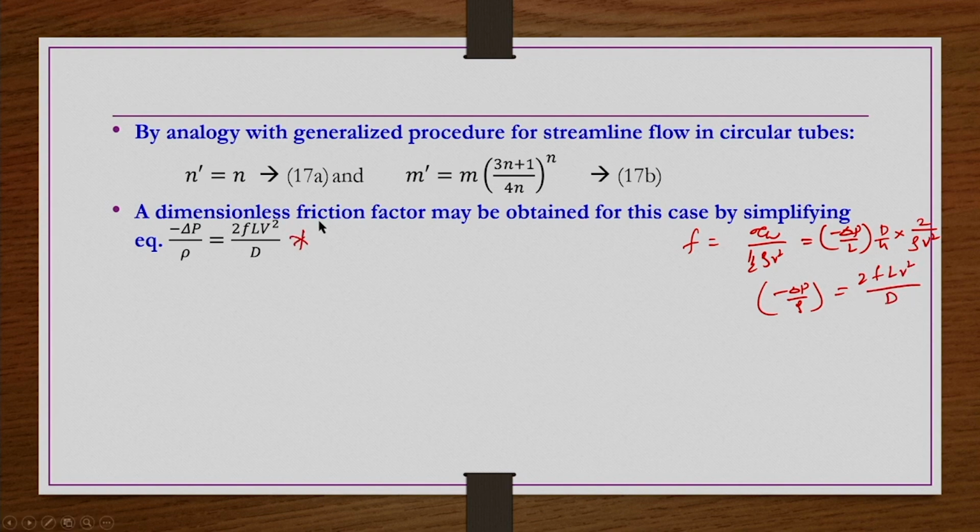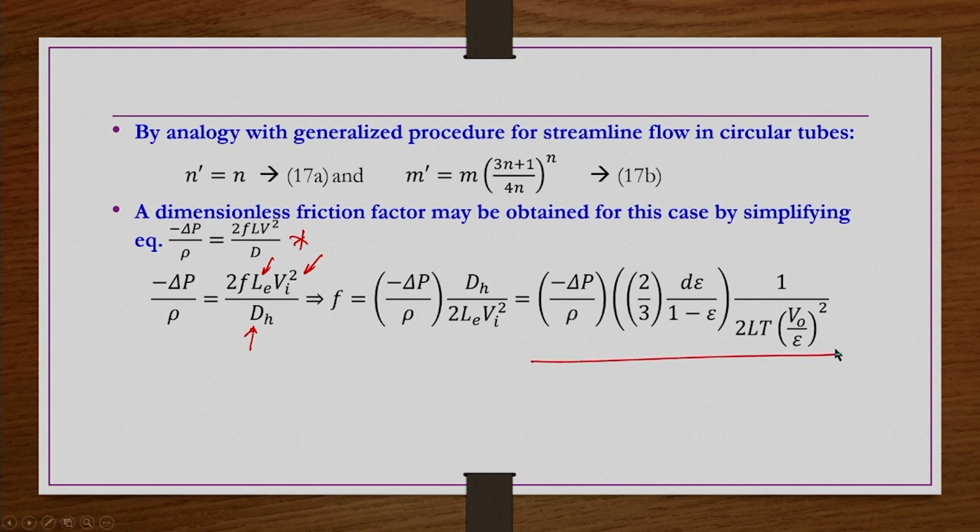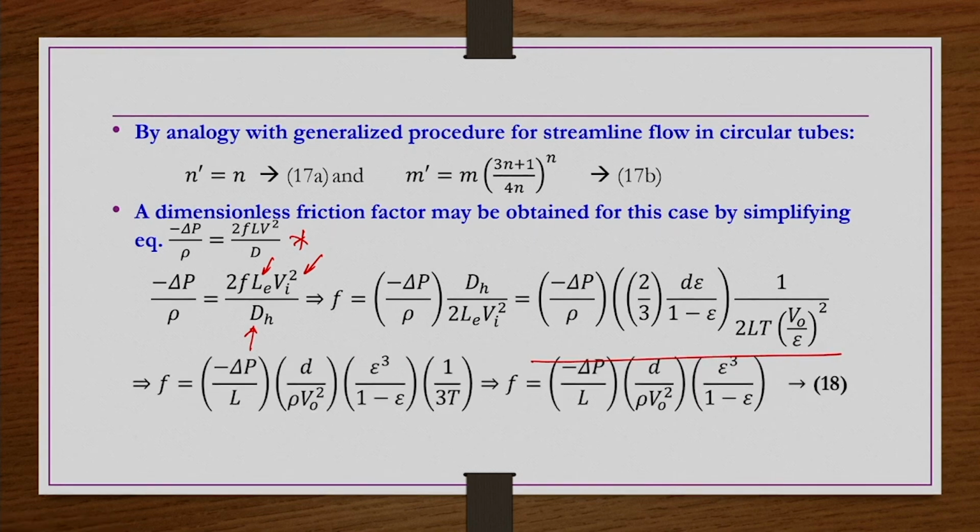So, that equation is written here. Now, in place of L we have to write LE, in place of V we have to write VI, and in place of D we have to write DH for the packed bed, and the corresponding equations that we have already derived in the previous slide we substitute here. Then you get the expression for F as this one: F is equal to minus delta P by rho, DH by 2 LE VI square. This is nothing but the frictional pressure drop expression.